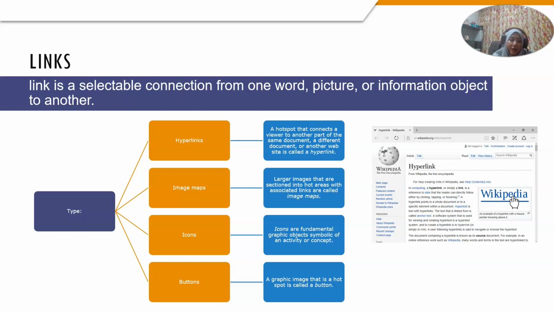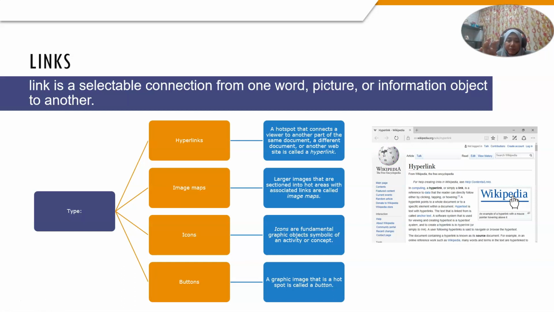You can go using hyperlinks, which are the hotspots that connect the viewer to another part. And then you can have the image map, a larger image that is sectioned into hot areas. For example, in this interface, the Wikipedia icon here is the image map. We can make it an image map where you can click, and then it will go to the home.